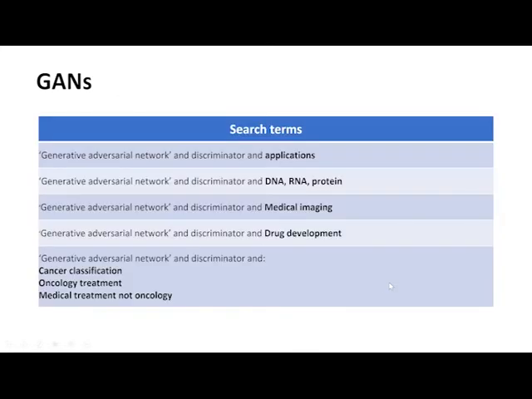And here are some examples of the search terms we used to retrieve all applications of GAN. In molecular biology, of course, we used GAN and discriminator and DNA, RNA, and protein. Medical imaging, drug development, and other medical applications.